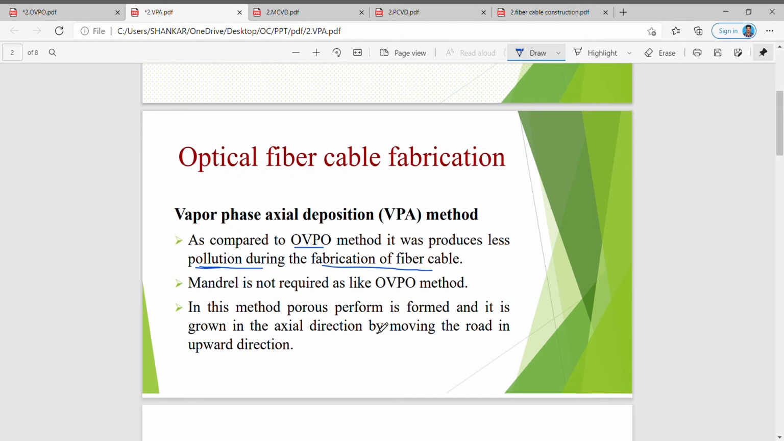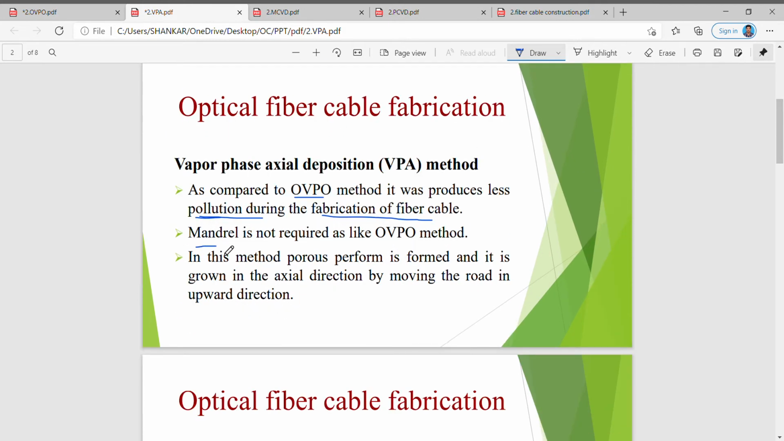Okay, so in this there is no mandrel required in order to design the optical fiber cable. In the OVPO method, there is a mandrel. Here the difference is that no mandrel is used to fabricate the optical fiber cable. The mandrel is not required as in the OVPO method. You have to remember the differences.